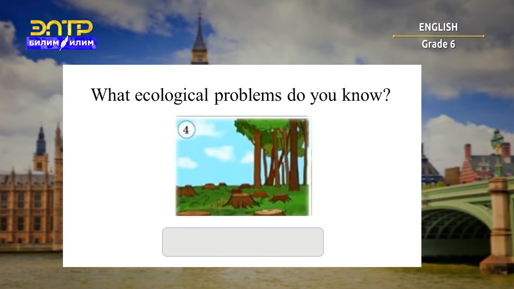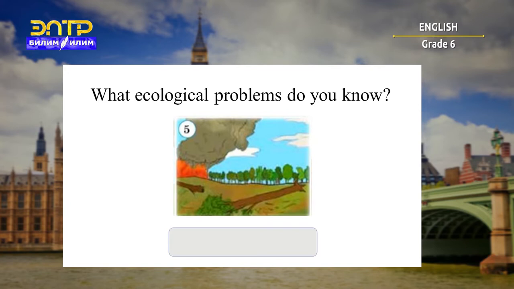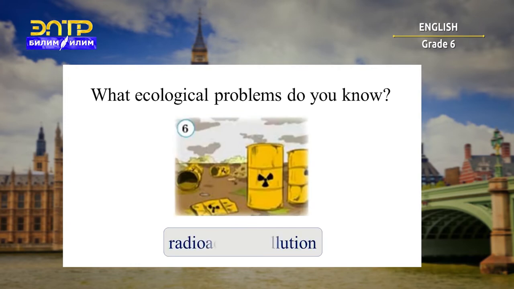Next picture. Look at the trees, please. They were cut. Destruction of forests. Listen to the first word, please. Destruction. The stress is on the second syllable. Destruction of forests. Good job. Look at the next picture, please. Destroying wildlife. And the last word for today is radioactive pollution.